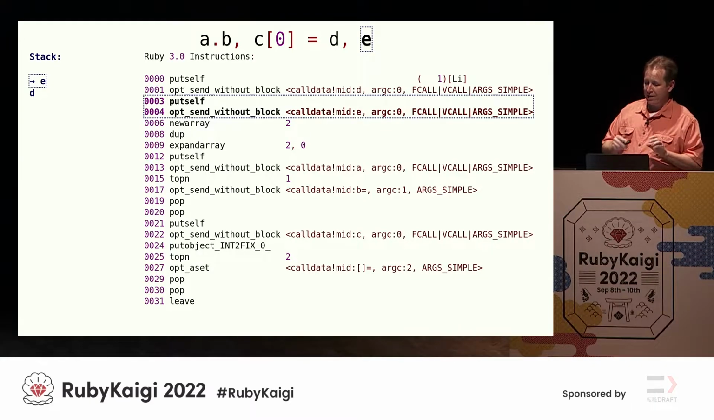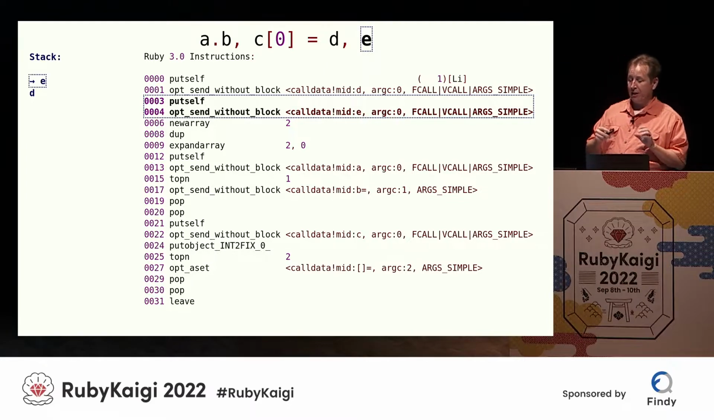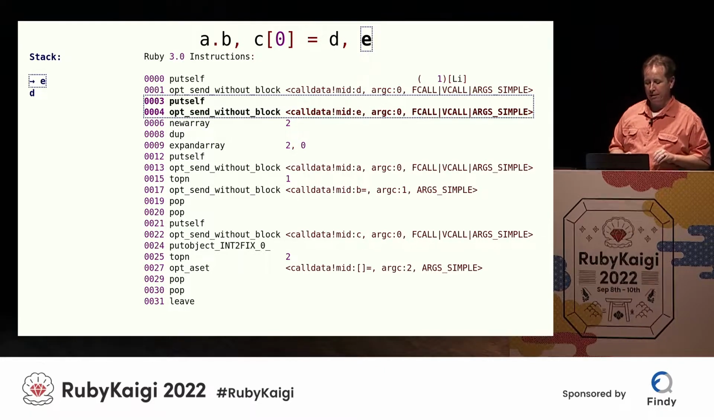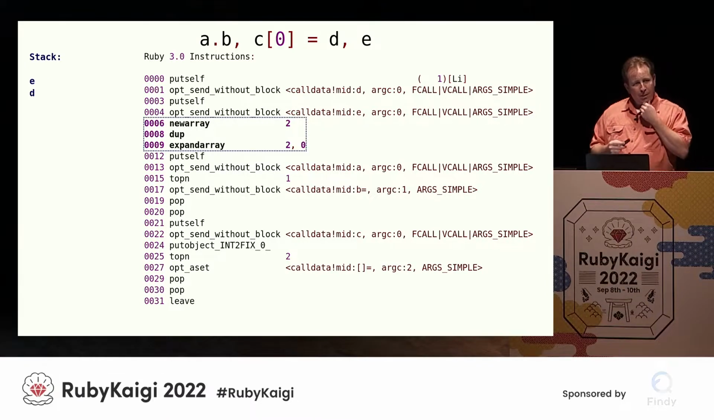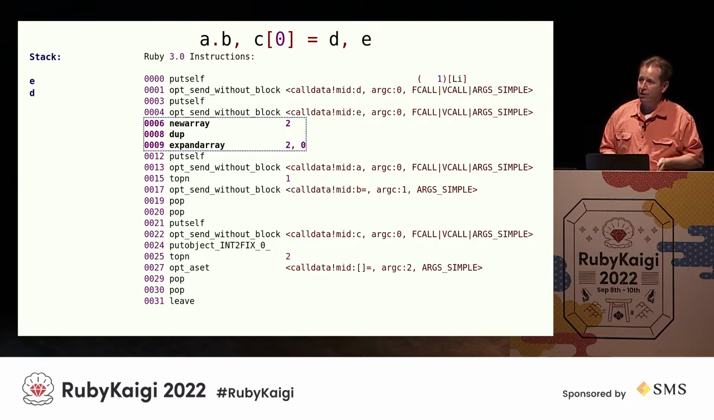Next, Ruby 3.0 has to evaluate the method call E. And this is the same put self and opt send without block instruction. So this pushes self on the stack and it pops it off the stack when calling the method. And then it pushes the result of the E method onto the stack. Now it's probably not obvious why we have these next 3 instructions. So the reason for these instructions is that this multiple assignment expression is the last expression being evaluated.